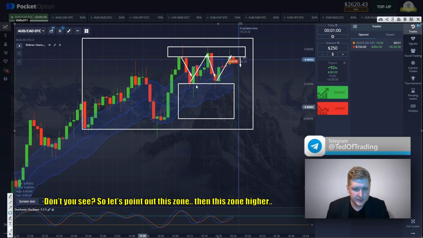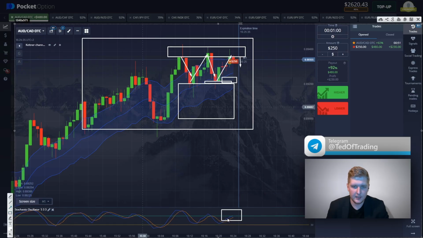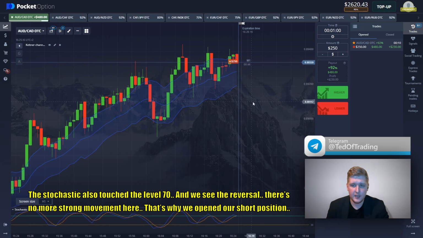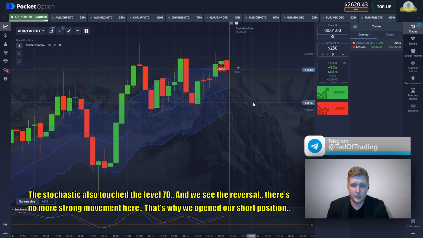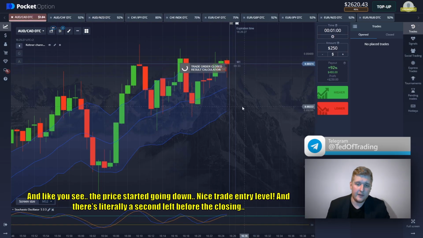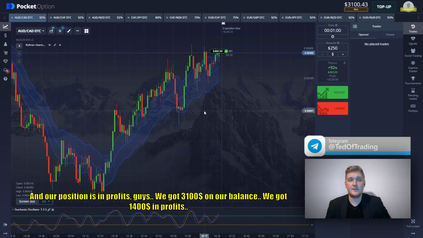Don't you see? So let's point out this zone, and then the zone higher. And now in theory the zone a little more higher and the price should go to the downside. The stochastic also touched the level 70, and we see the reversal. There is no more strong movement here. That's why we opened our short position. And like you see, the price started going down, nice straight entry level, and there is literally seconds left before the closing. And our position is in profit, guys.